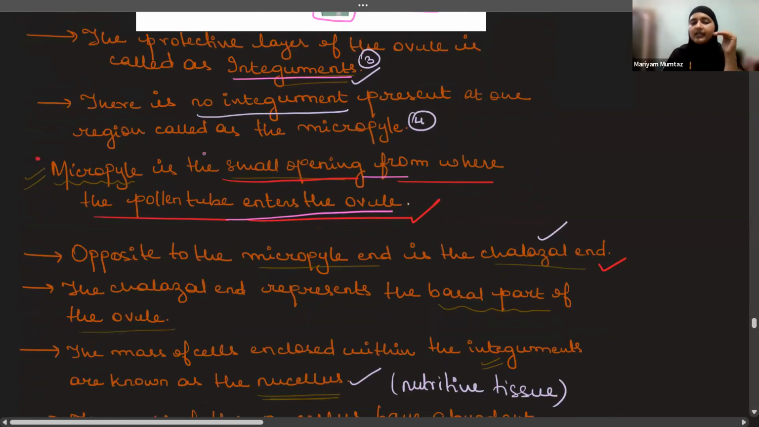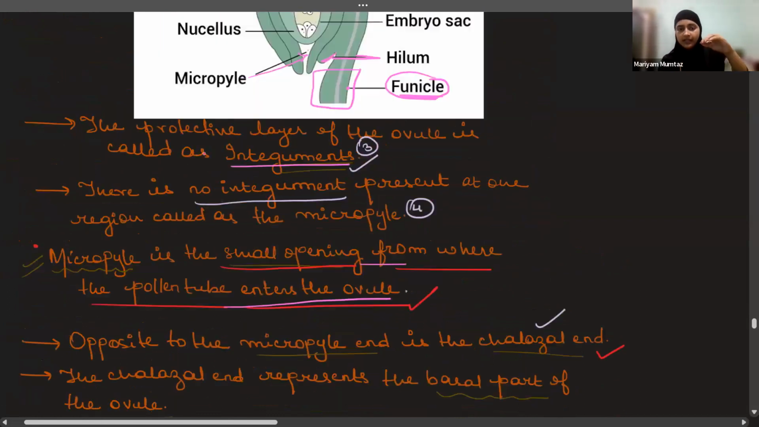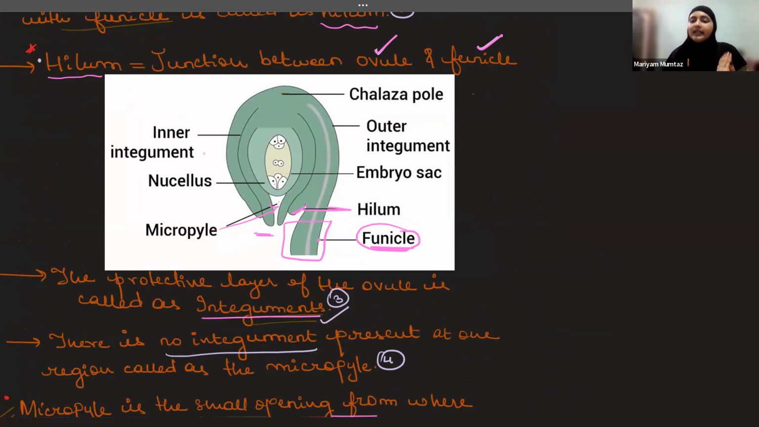Now, see, the micropyle end, even though it looks like that, we'll imagine this part being the downward part, right? But in terms of the plant, this is just for us to understand. In terms of the plant, this part is the top part. And the opposite part is the basal part. Basal means the bottom part.